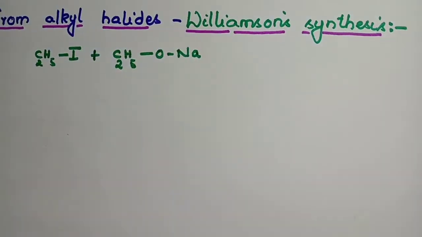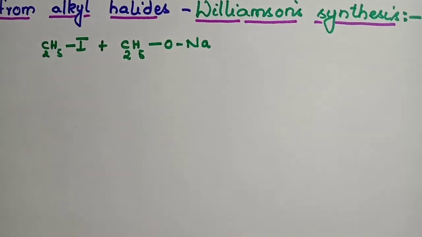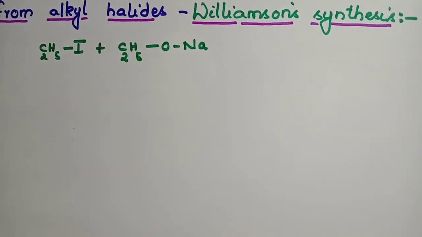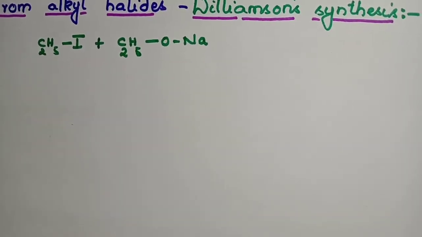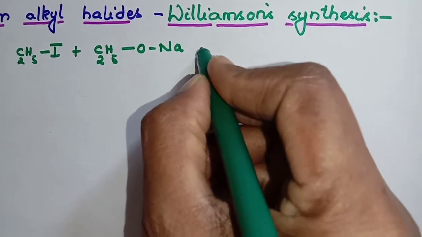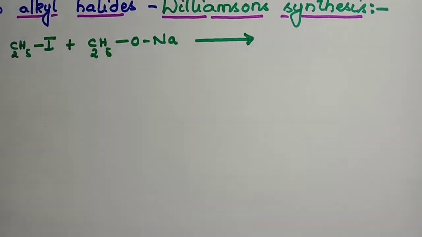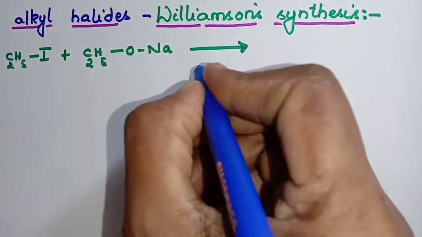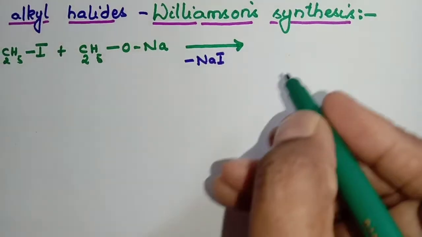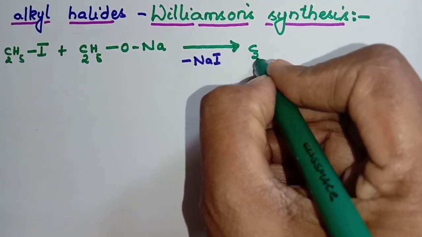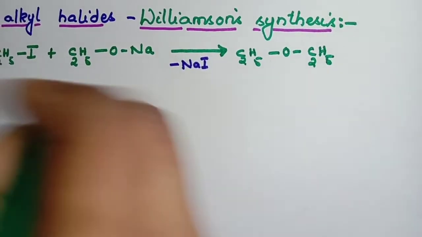C2H5ONa. Okay. So this is sodium ethoxide. So C2H5O group is called ethoxy group and hence it is called as sodium ethoxide. So generally it can be called as sodium alkoxide. So if these two are heated, the sodium and I comes out as minus NaI, that is sodium iodide, resulting in the formation of C2H5O C2H5.